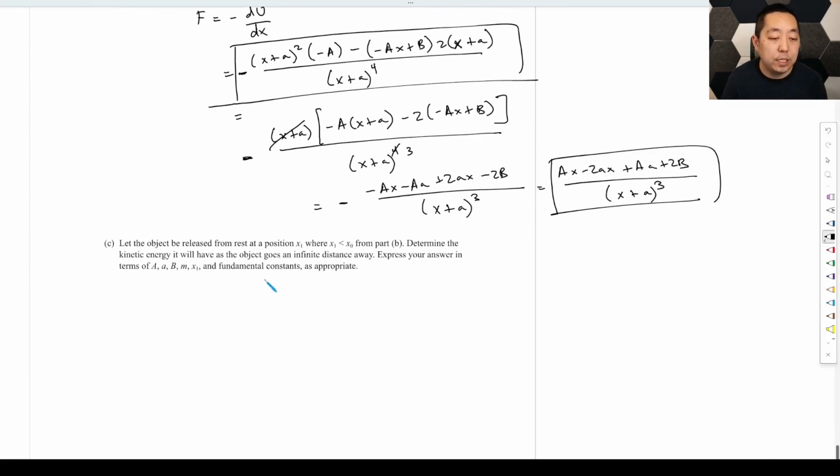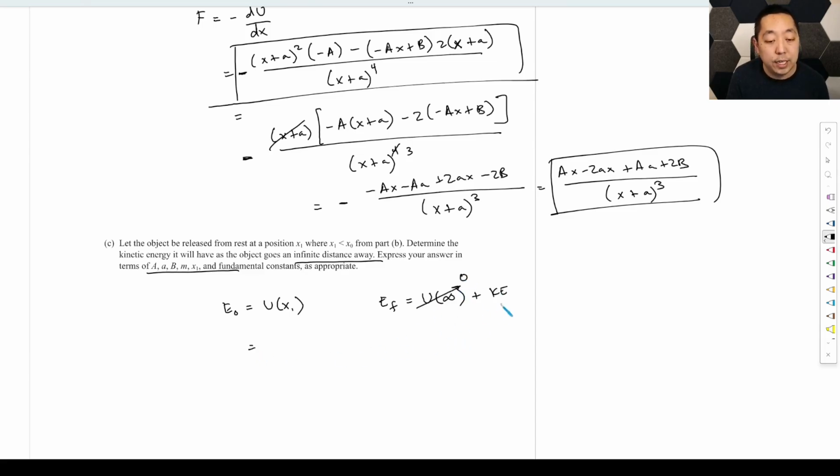Let the object be released from rest at position x1 where x1 is less than x0 from part B. Determine the kinetic energy it will have as the object goes an infinite distance away. Express your answer in terms of this. So now we're going to have some potential energy. So our initial energy is we're going to have some potential. We're going to have energy here. And our final energy will have our potential energy at infinity plus the kinetic energy. We already said that this is 0.